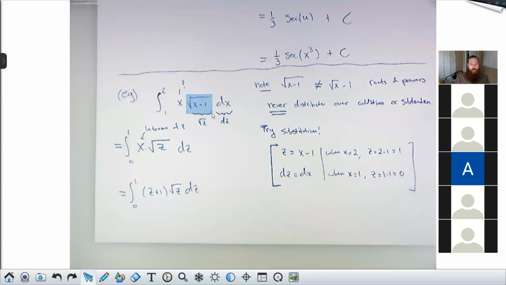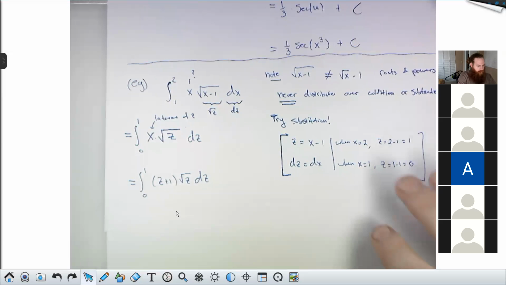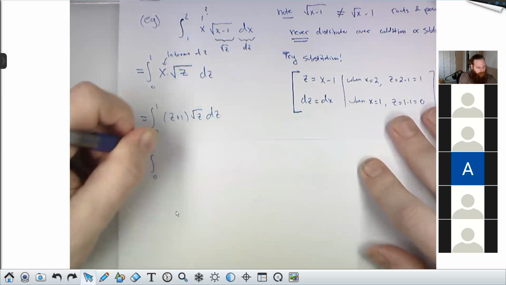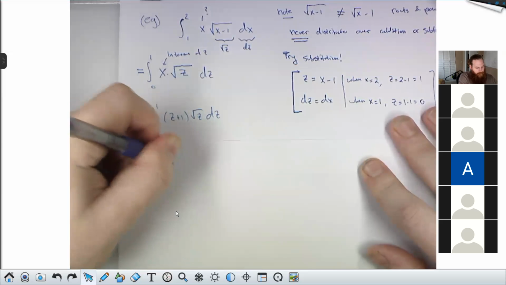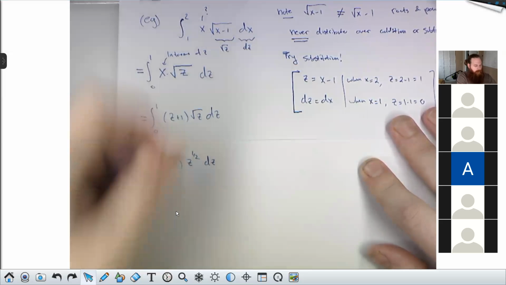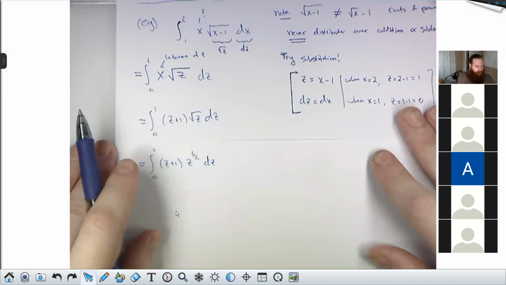Because while I can't distribute the square root, I can distribute the z plus 1 because it doesn't have any wonky power up here. So my next step is going to be to rewrite square root z as z to the 1/2. So this is the integral from 0 to 1 of z plus 1 times z to the 1/2 dz. And you see I cross my z's. I recommend you do the same. That way they don't get confused for 2's.